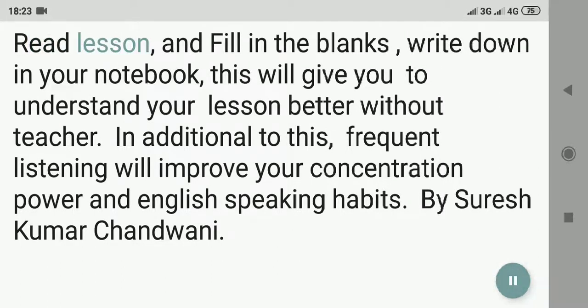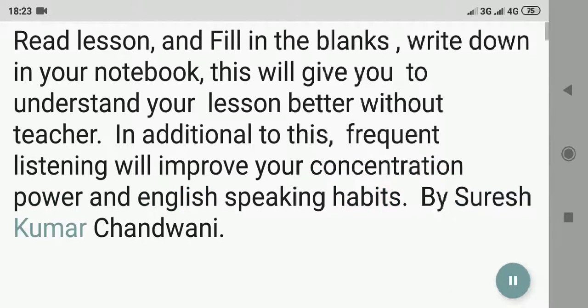Read the lesson and fill in the blanks. Write down in your notebook. This will help you understand your lesson better without a teacher. In addition to this, frequent listening will improve your concentration power and English speaking habits.